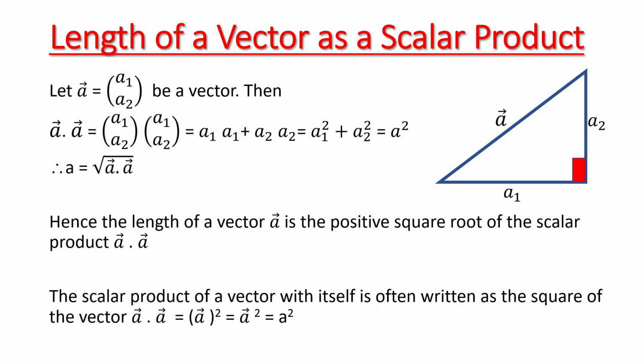So therefore a is equal to root over vector a dot vector a. Hence the length of the vector a is the positive square root of the scalar product of vector a with itself. The scalar product of a vector with itself is often written as the square of the vector: vector a dot vector a is equal to vector a square, and simply we can write a square.